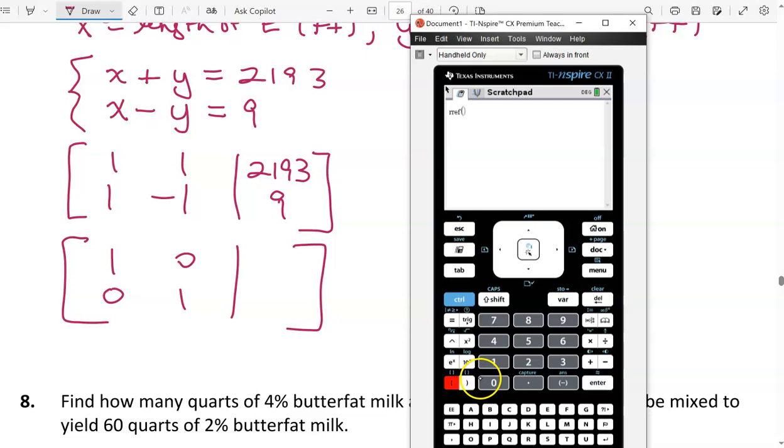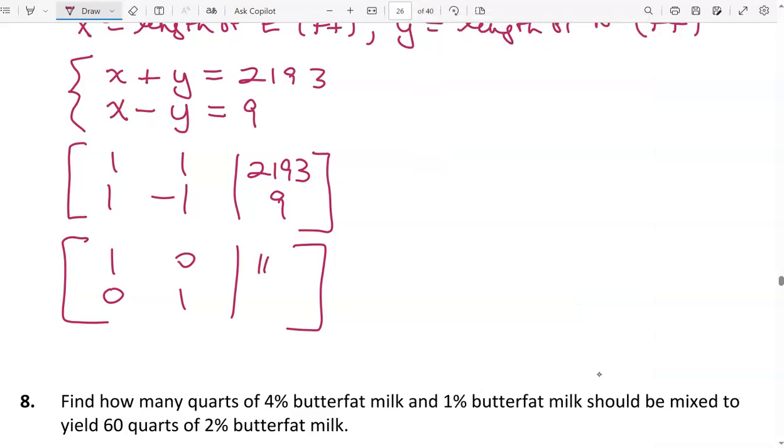RREF, open parentheses, menu key to the right of the 9, gives us a matrix. We're entering a 2 by 3. Across the top row, 1, 1, 2193, and across the bottom row, 1, -1, 9. And that gives 1101 and 1092.